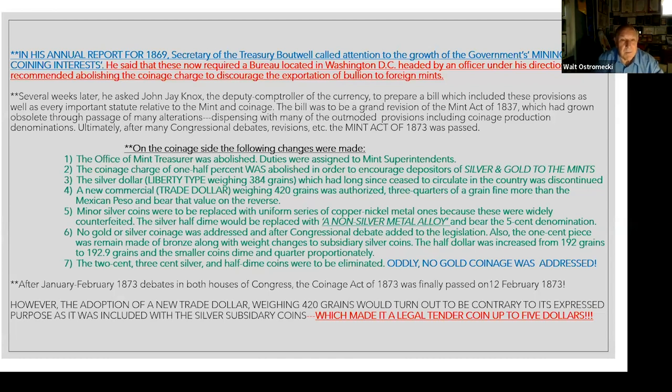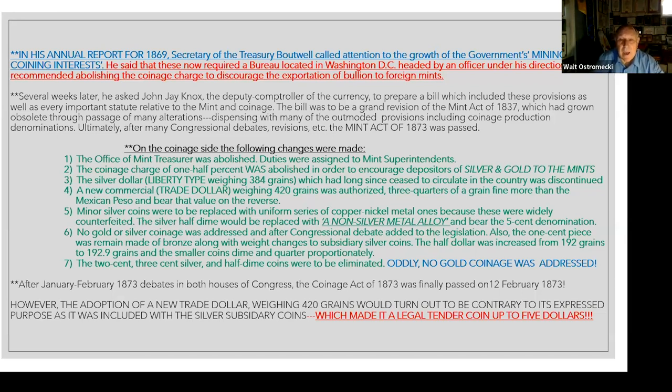Number four, as we talk about the trade dollar, would be established with 420 grains, was authorized. 0.75 grain fine more than the Mexican peso, and bear the value on the reverse of the coin. Minor silver coins were to be replaced with a uniform series of copper nickel metals because these were being widely counterfeited, widely melted for the silver value by people here and shipped in many cases overseas.